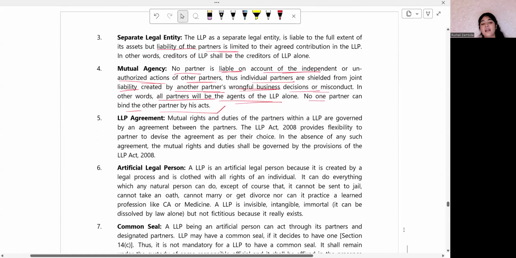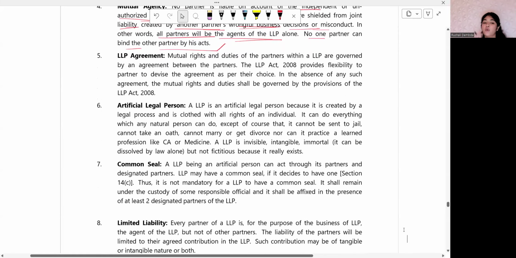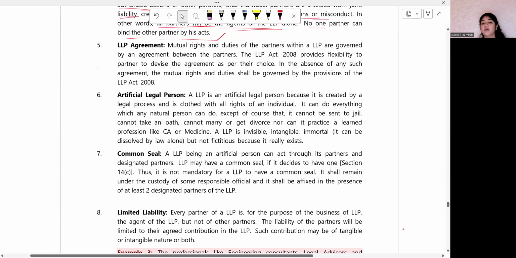It can be dissolved by law alone. If you want to dissolve an LLP, it needs the permission of the court. But it is not fictitious, because it really exists. You can't say that LLP is not in existence. LLP is invisible, intangible, immortal, but not fictitious because it really exists. It is not fake, and it is an entity having its own PAN.